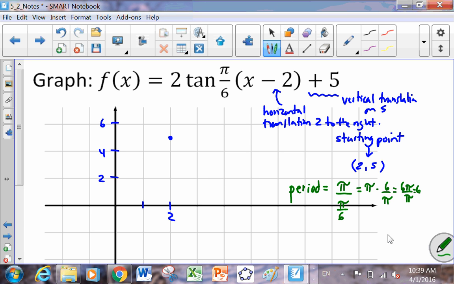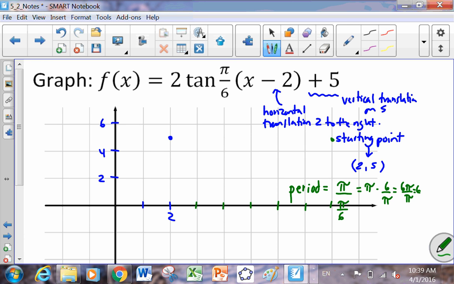If the period is 6, that means you start at 2. You're going to repeat where? If our period is 6 and we start at 2, we're going to repeat 1, 2, 3, 4, 5. So we're going to repeat it here, because the period means we're repeating every period. So if we have a point here, we can put this point here.